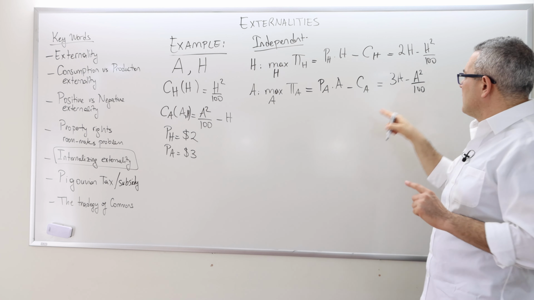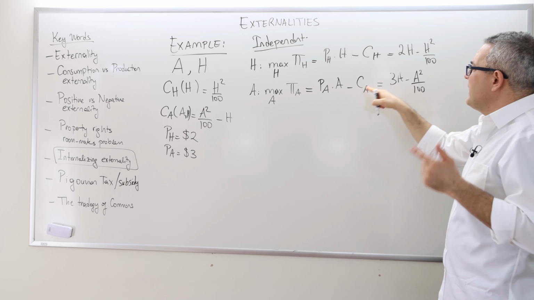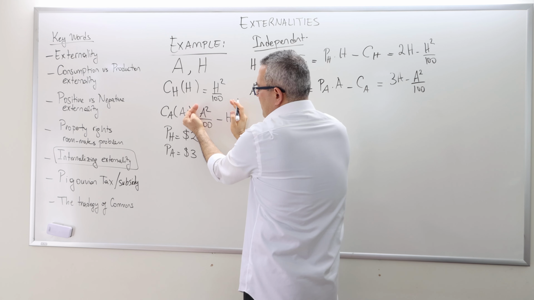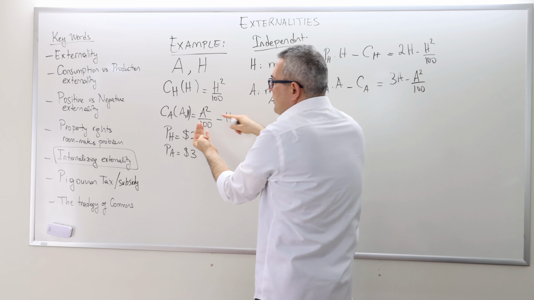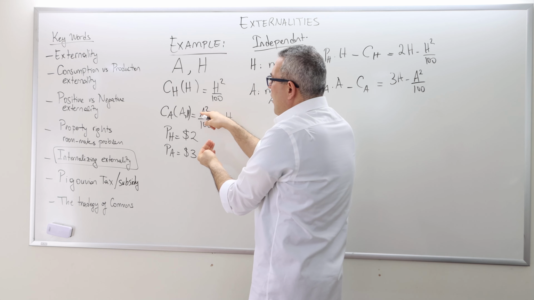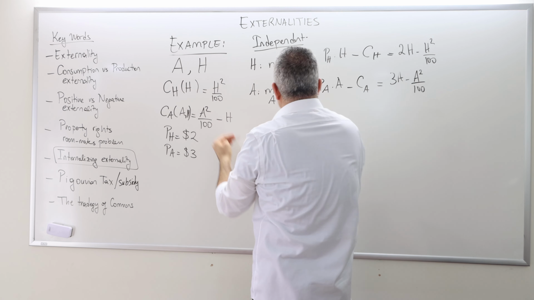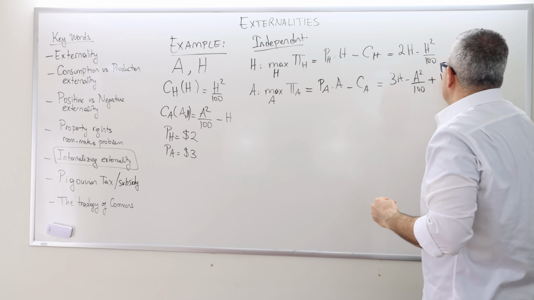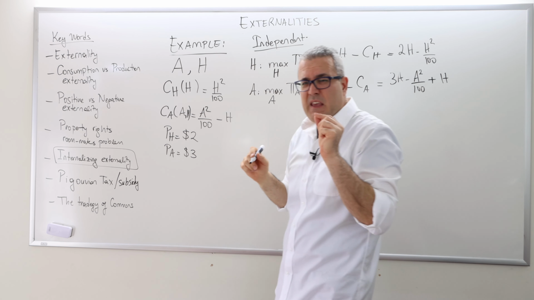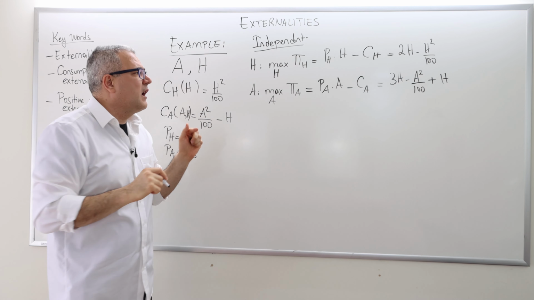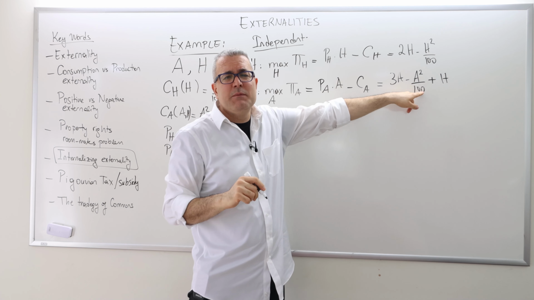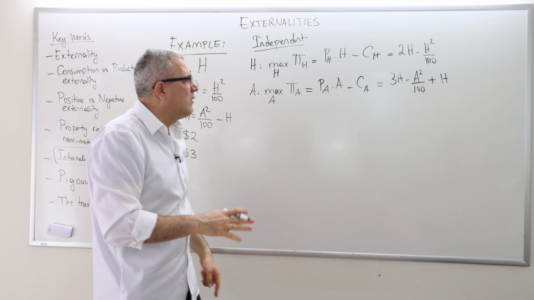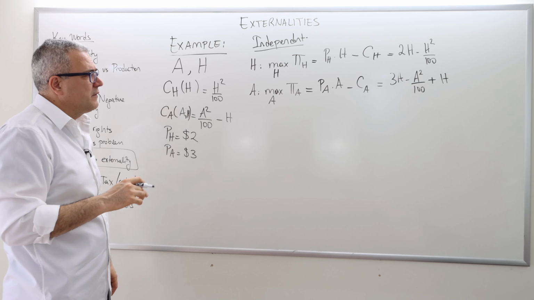So be careful here, it's minus cost, so minus this term, but I am basically distributing the minus sign on this cost function, so it's going to be minus A squared divided by 100 plus H. Okay, so be very clear about this. If you make that tiny, silly mistake, the rest of the question is going to be wrong. So don't make such silly mistakes. Just be careful, all right?